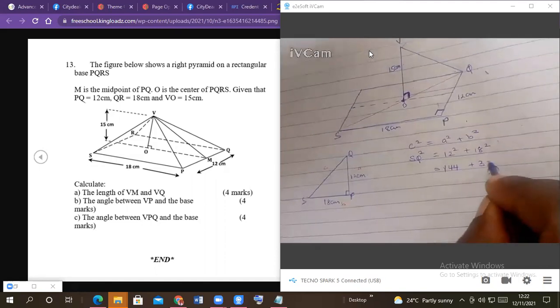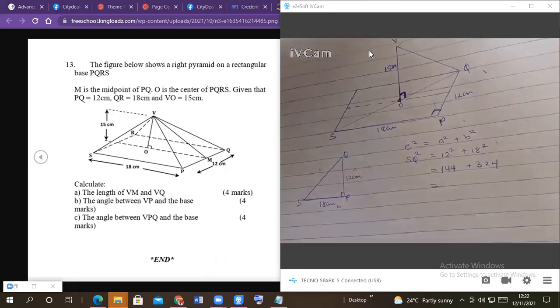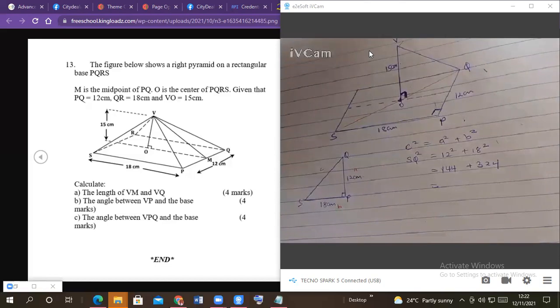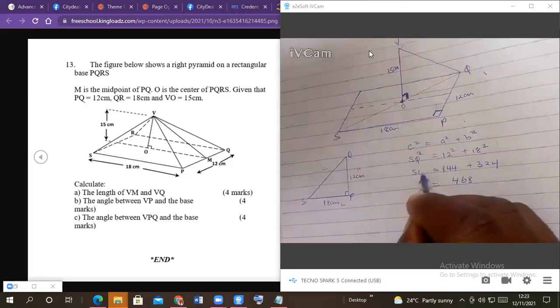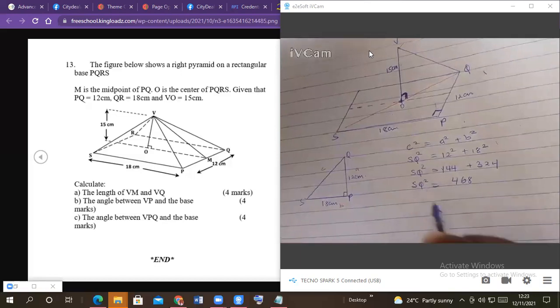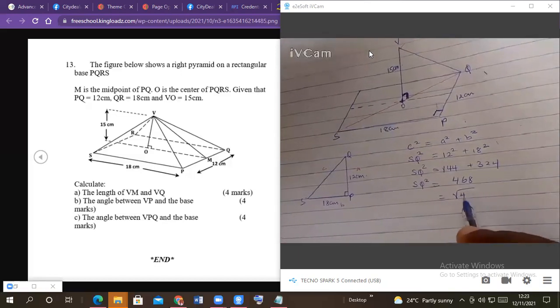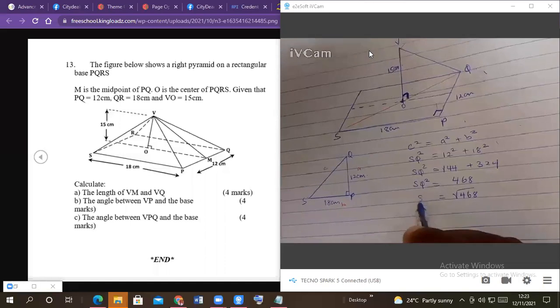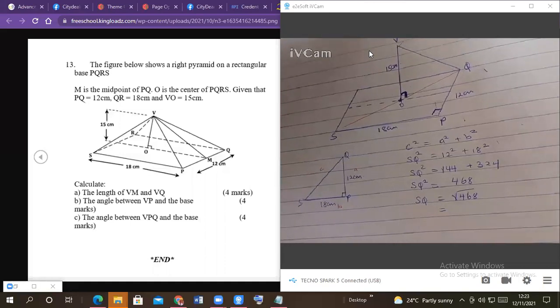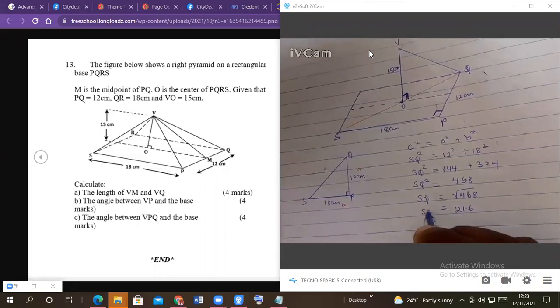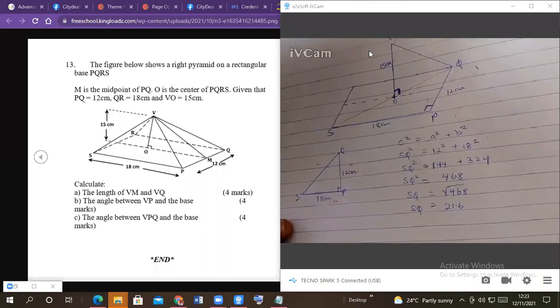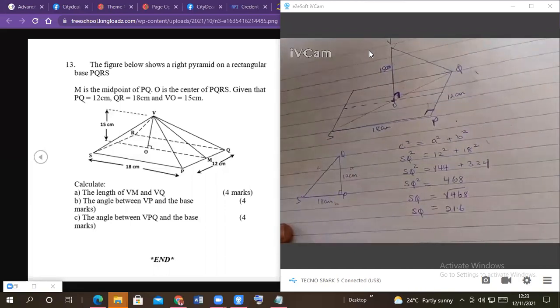So 144 plus 324, we get 468. This is SQ squared. Now we find the square root of 468 and it shall be SQ. So I get 21.6. That is SQ. So from here up to here, 21.6.